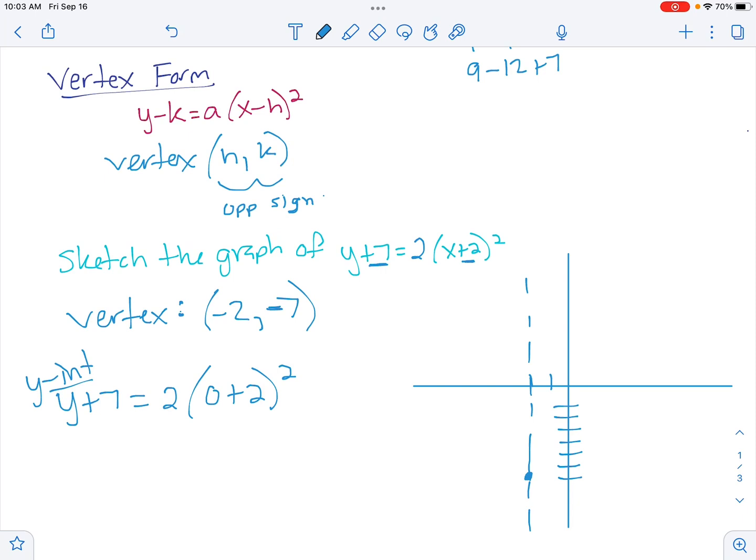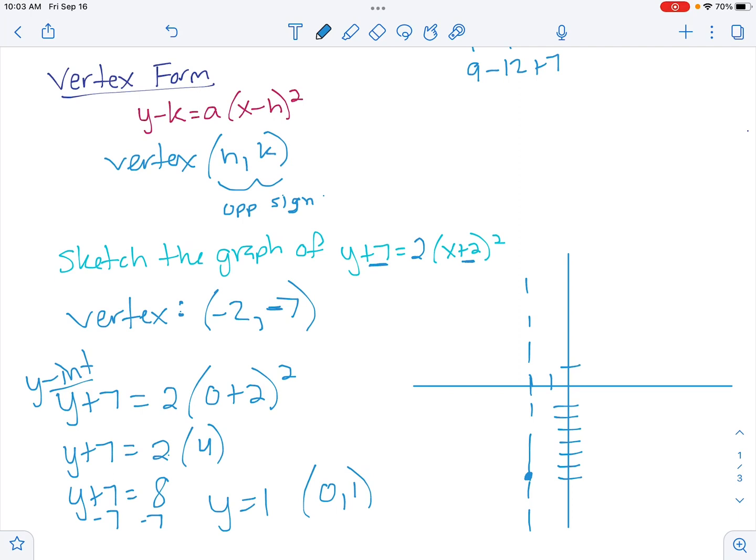So I'm solving for my y int. So what does that give us? Y plus 7 equals 2 times something. 0 plus 2 is 2. 2 squared is 4. 2 times 4 is 8. Subtract that 7 over, and our y int is 1, which is the point 0, 1.